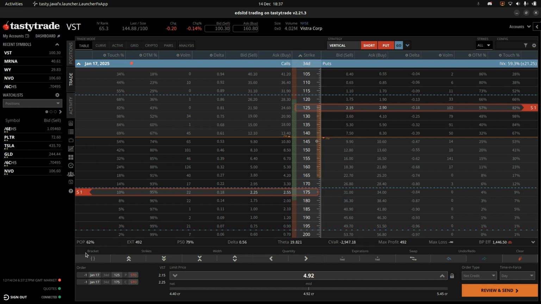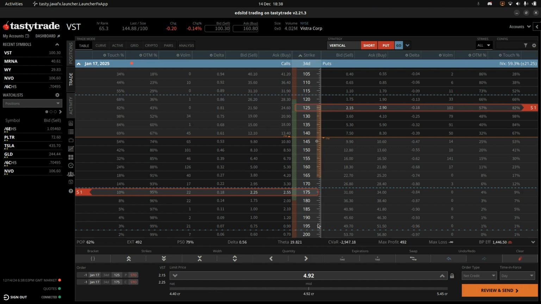Okay, now we have a 62% probability of profit. What that means is there's a 62% chance of making at least 1 penny on this position at the point of expiration, which is in 34 days' time. And if we want to get out of this position at 50% of max profit, then we have a 79% chance of that happening at some point between now and the next 34 days. This is how we get our very, very high probabilities of success.